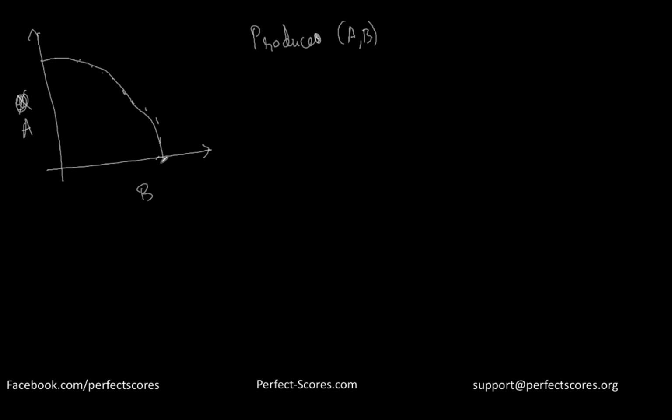If I plan to produce no product A, then I'll be producing this many product Bs. If I plan to produce only product As, I'll be producing this many product As. It's not possible for me to produce more than this. It's not possible for me to produce these many product As. It's not possible for me to produce these many product Bs.